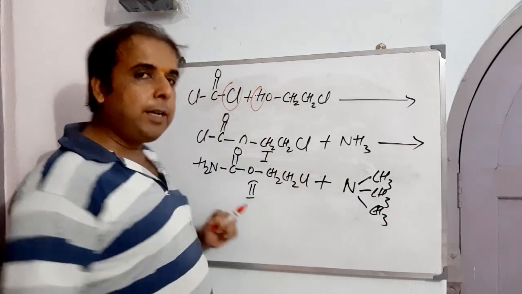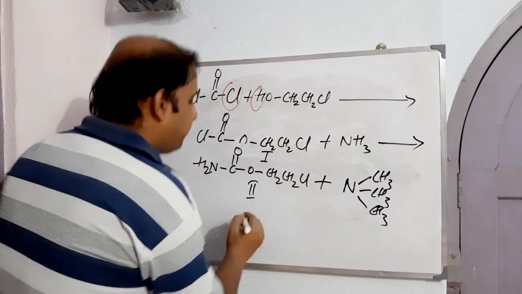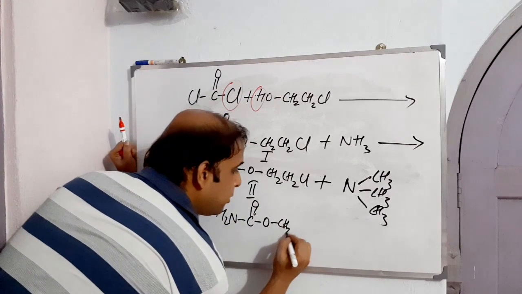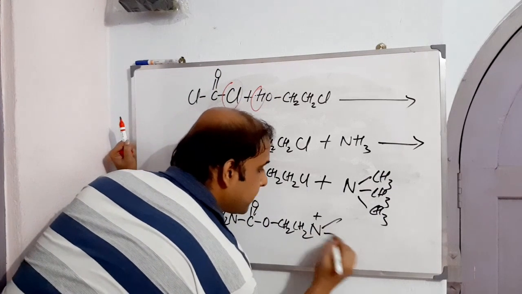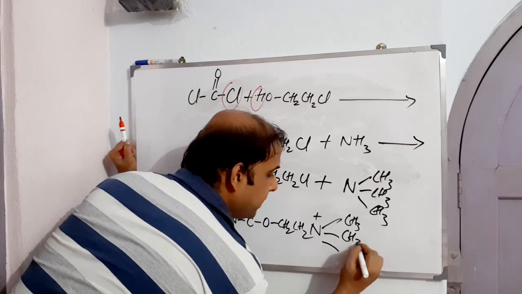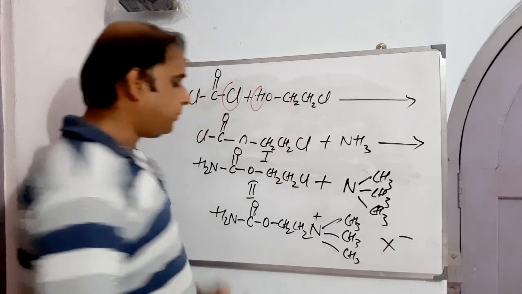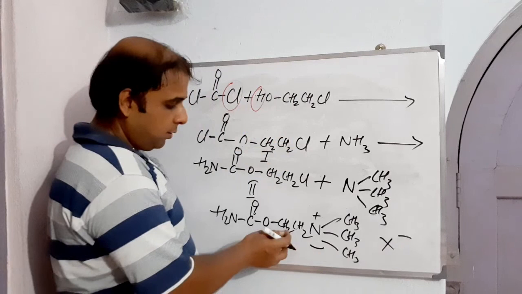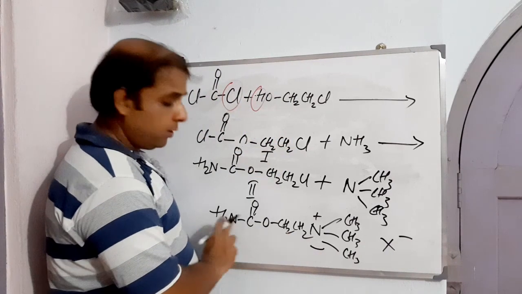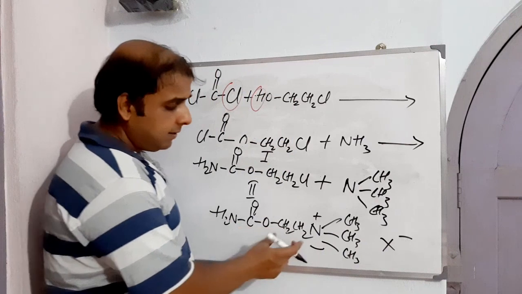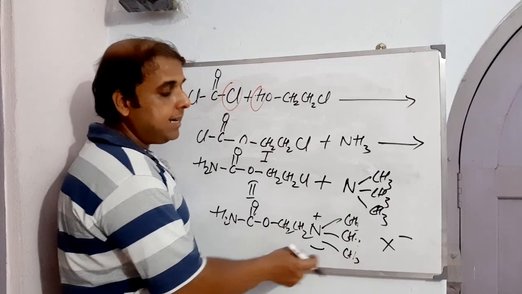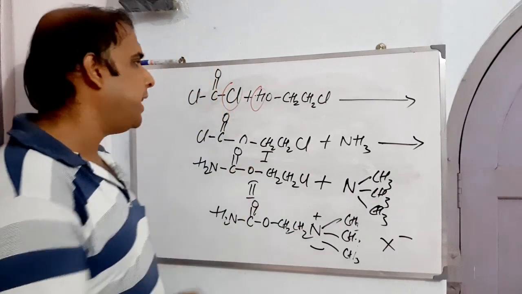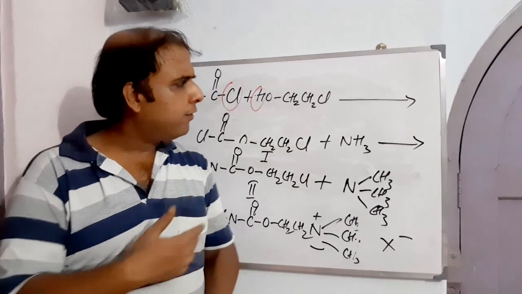So what will this trimethylamine do? The trimethylamine reacts with this, and finally there is a formation of H2N, C double bond O, O, CH2, CH2, N plus CH3, CH3, CH3 and halogen. And with that we have got this azanium, 2-carbamoyloxyethyl trimethyl azanium halide. So with that we are done with carbachol. Hope you have understood the fact and file lies in the making of carbachol, right?